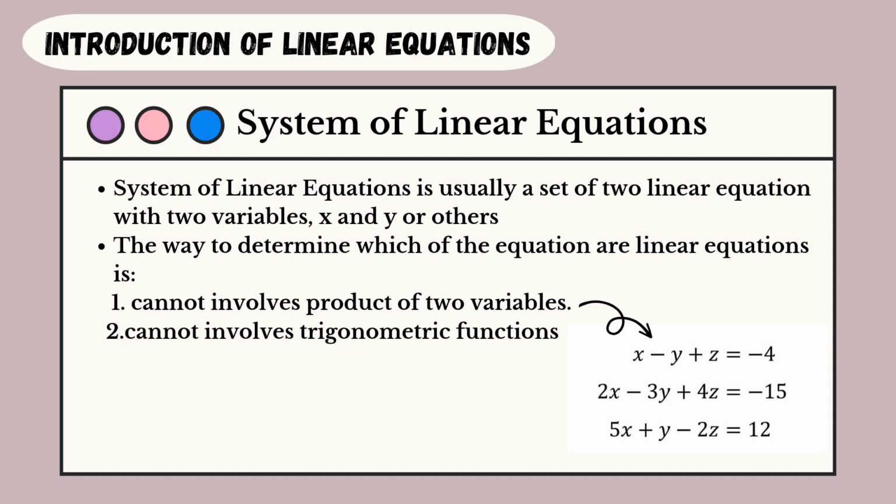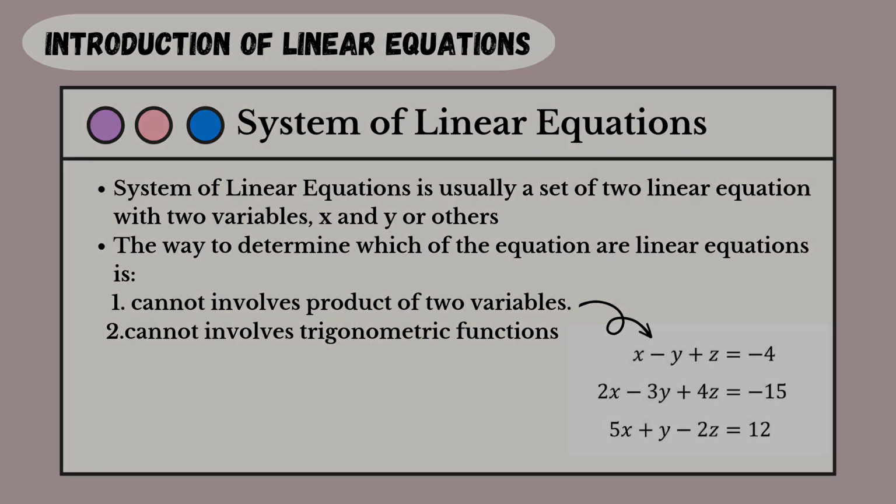Next is about a system of linear equation. A system of linear equation is usually a set of two linear equations with two variables x, y, or others. The way we determine whether an equation is linear or not is that a linear equation cannot involve the product of two variables, and it cannot involve a trigonometric function.